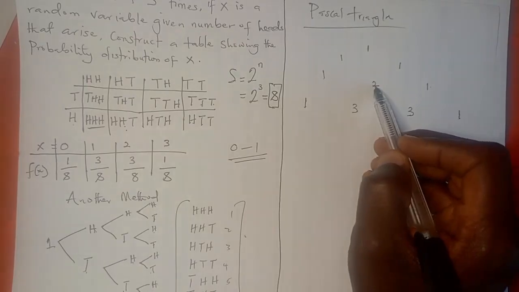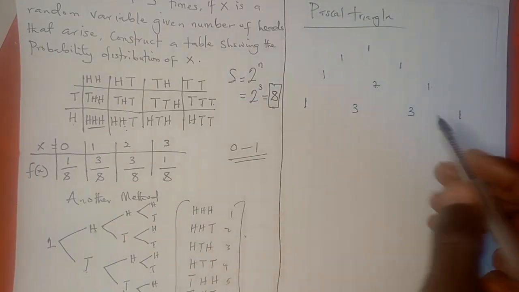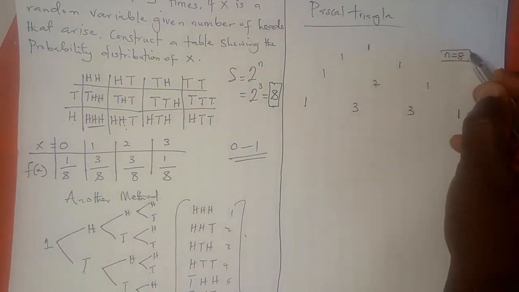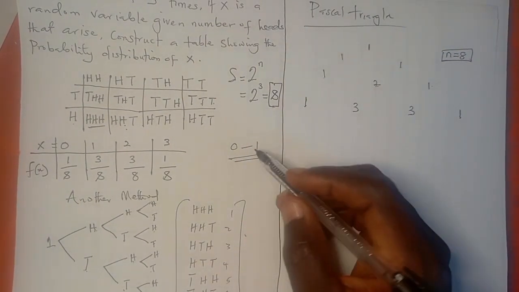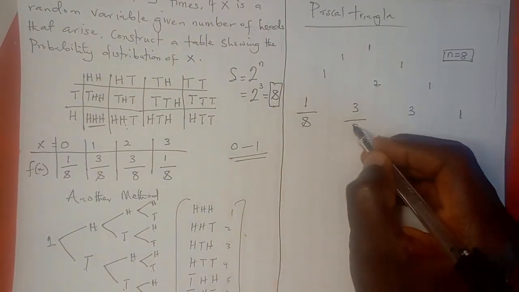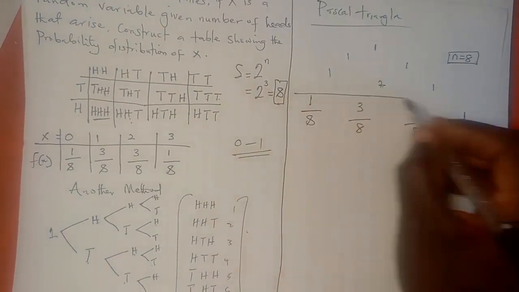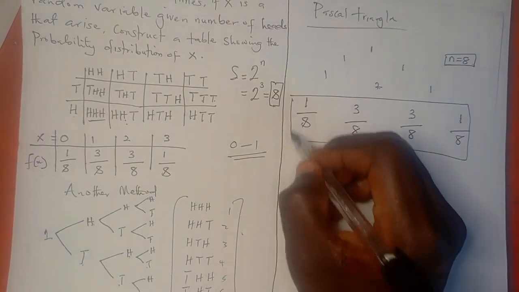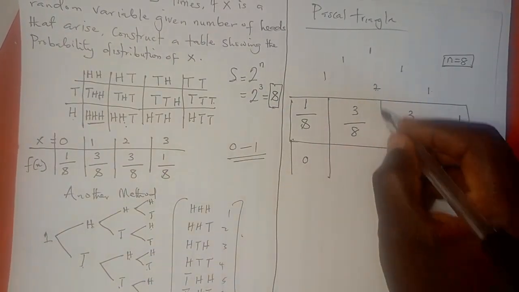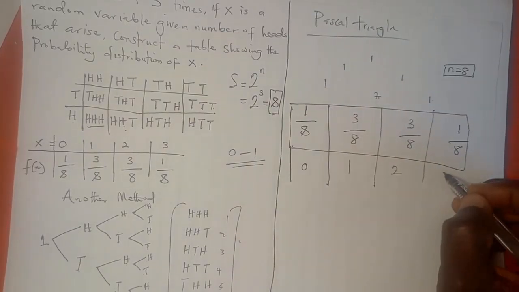How do we get this 2 here? We have a 1 plus 1 that gives us 2. So now, we know that the total number of the sample space is 8. So definitely the probability distribution of this function will just be to divide everything by 8. 8, 8, 8. So this is the probability distribution of the event. So when x equals 0, x is 1, x is 2, x is 3.